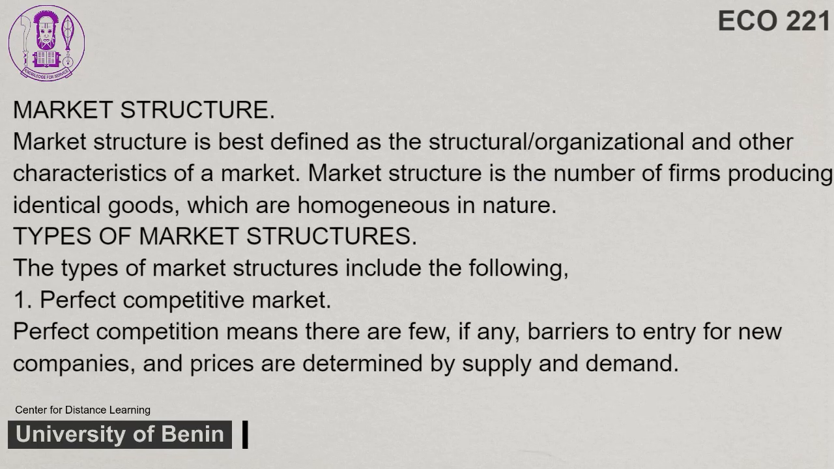Market structure. Market structure is best defined as the structural/organizational and other characteristics of a market. Market structure is the number of firms producing identical goods, which are homogeneous in nature. Types of market structures. The types of market structures include the following. 1. Perfect competitive market. Perfect competition means there are few, if any, barriers to entry for new companies, and prices are determined by supply and demand.